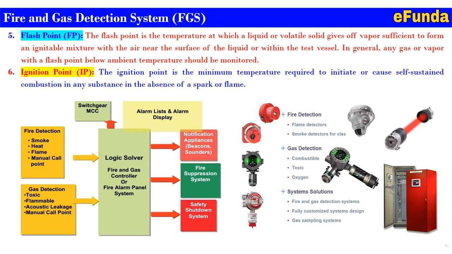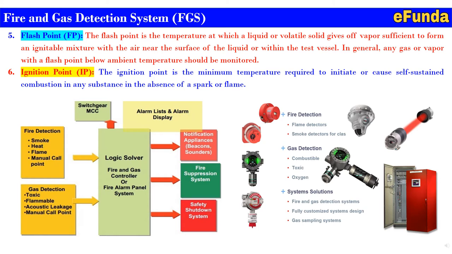Similarly, notification to the appliances like beacons and sounders for the notifications or alarms. Then third is the fire suppression system as the output. Then the safety shutdown system. And in addition to this, an alarm list and alarm displays will be there so as to see where the alarms and displays are mentioned, are the zones which require careful attention.